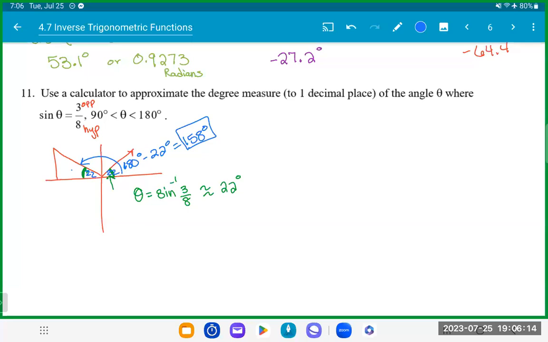In order to do an inverse, I have to do those calculations based on the reference angle and then interpret it over into the angle that we're actually looking for, okay?